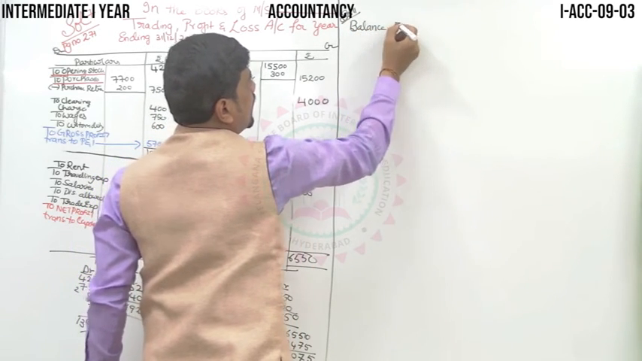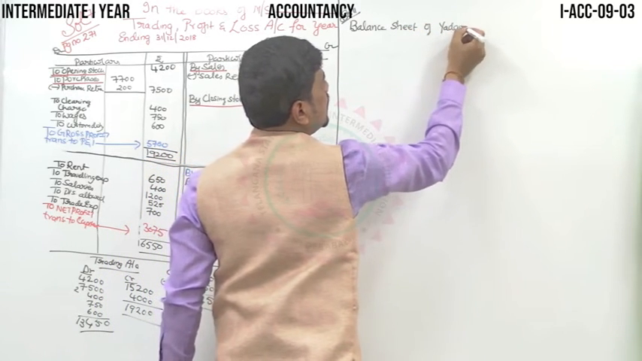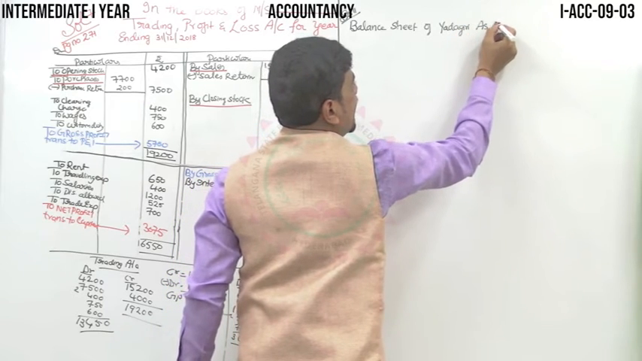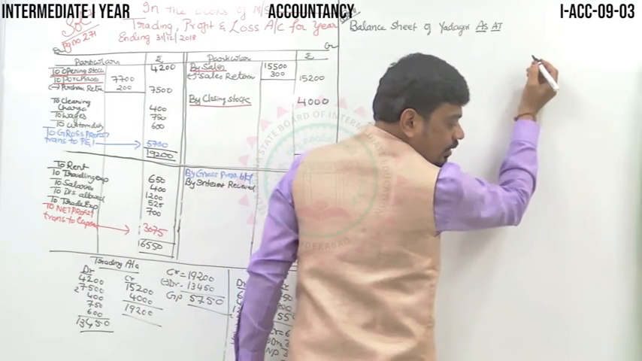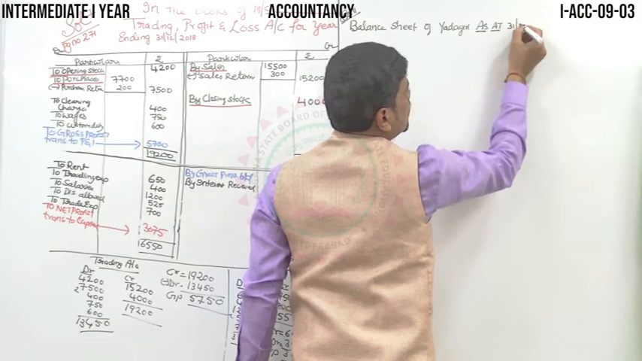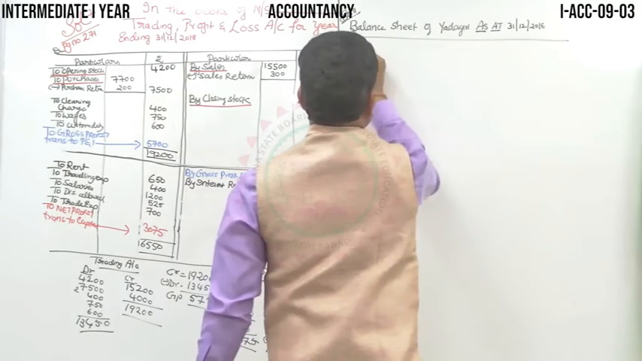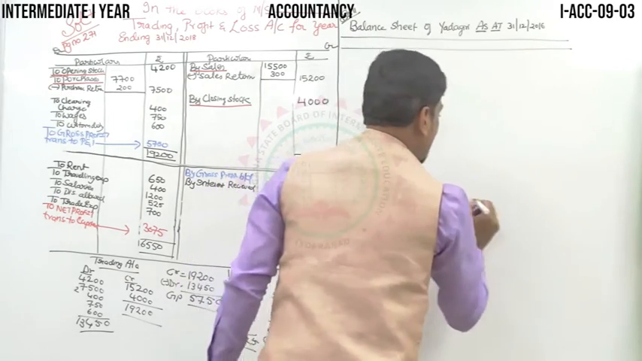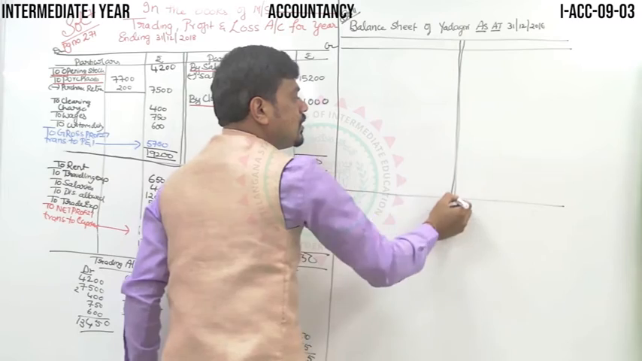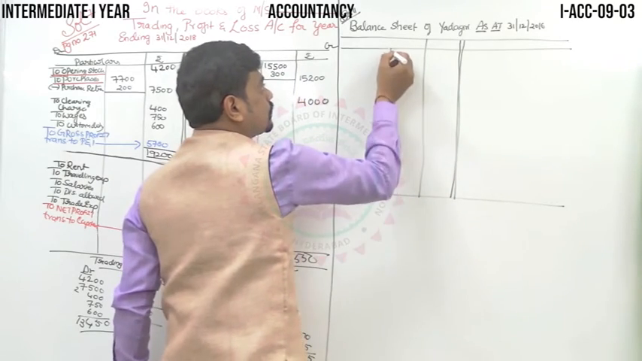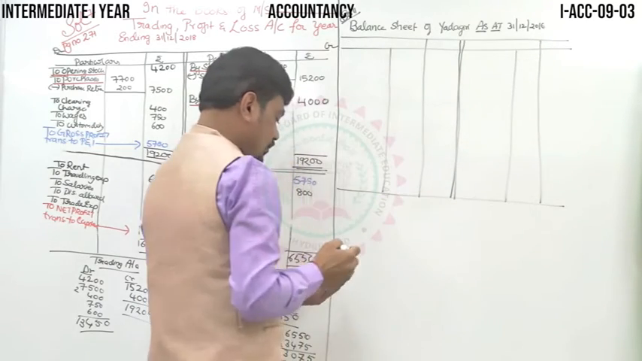Again, we'll give the format, balance sheet of Yadagiri. They told Yadagiri, this is important, as at, please focus on this word, as at, the date is 31 December 2016. Then the format, maybe about 7, 8, 10 lines will be sufficient here. Dividing the page into two parts. Amount column, inner column. Amount column, inner column.